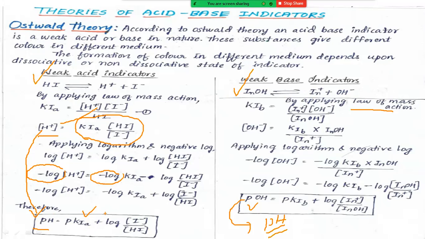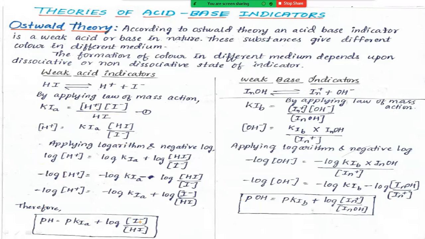For example, if the dissociated I minus ion is 10 times more concentrated than the acid indicator, that means pH equals pKIA plus log of 10. Log of 10 gives around 1. So pH equals pKIA plus 1. When I minus ions are more concentrated, that means many I minus ions are present in the solution compared to HI, then it gives the relationship that pH equals pKIA plus 1.